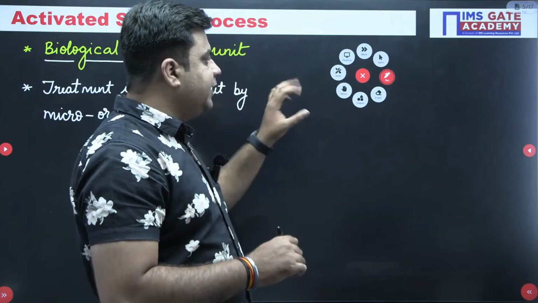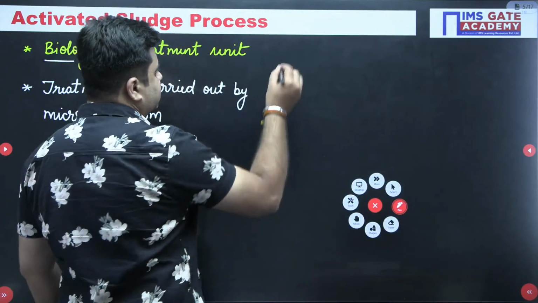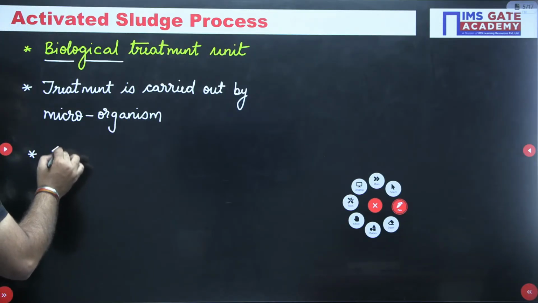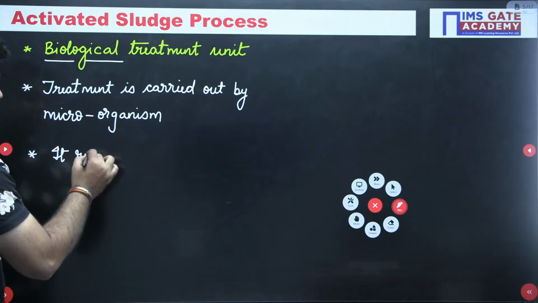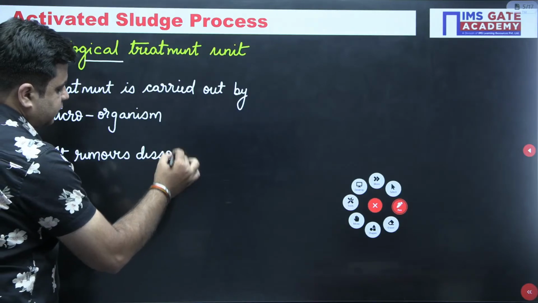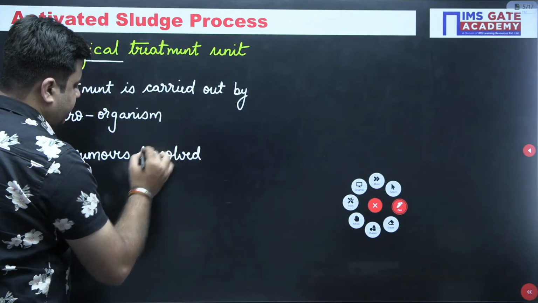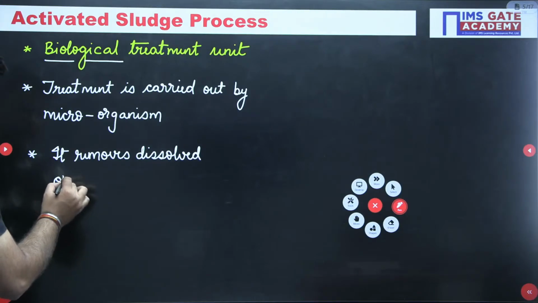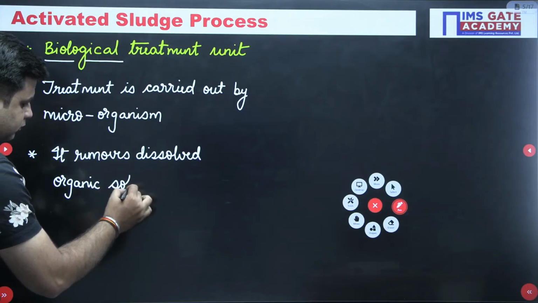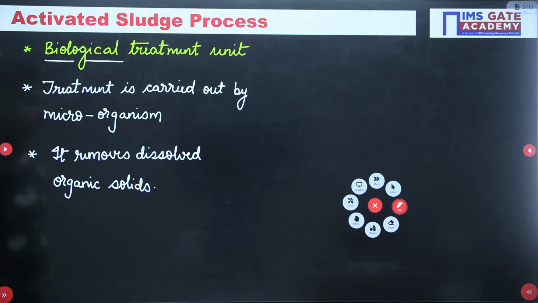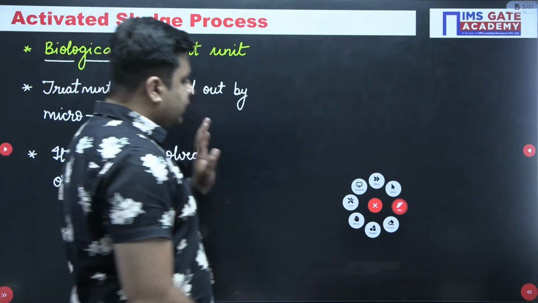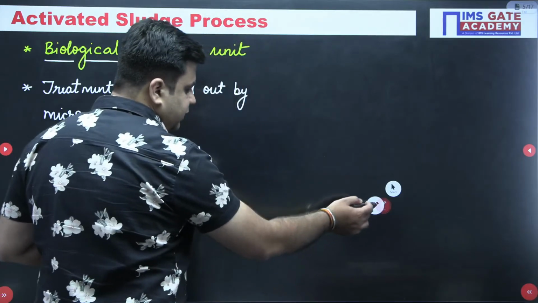So basically, the activated sludge process removes dissolved organic solids. Okay. Now how is this activated sludge process carried out?